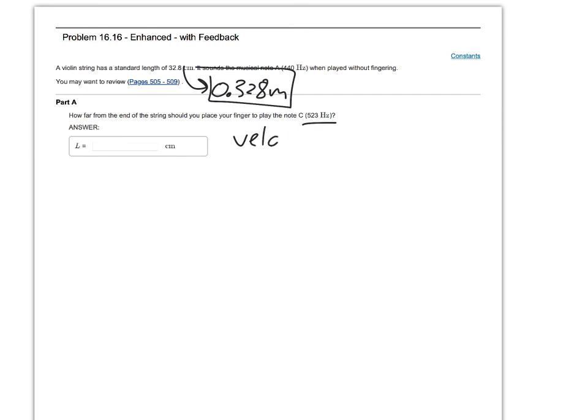Once again, we remember that velocity is constant for all the waves on this violin string, so we can use that to our advantage and solve for our velocity. But the first thing we want to do is figure out our wavelength. And so we're going to think about L equals m lambda over 2. That's our equation for a string that's fixed at both ends, like this violin string.